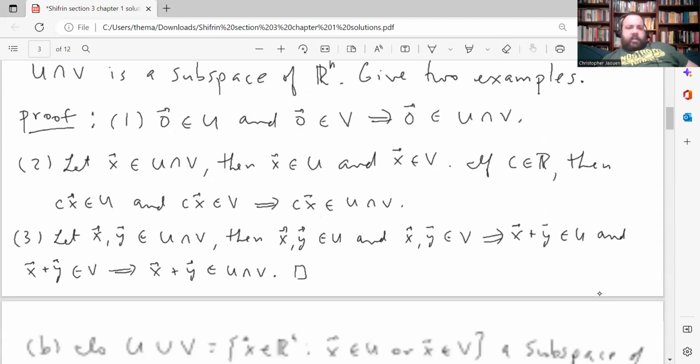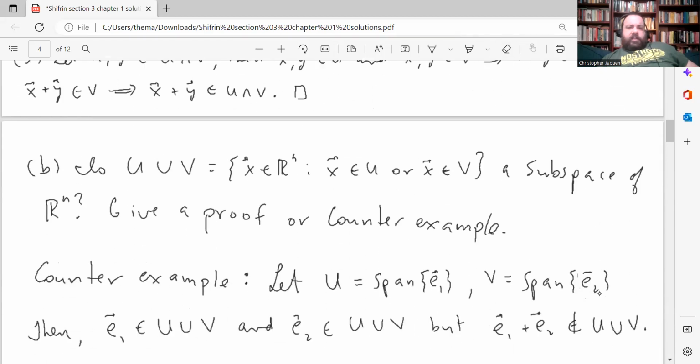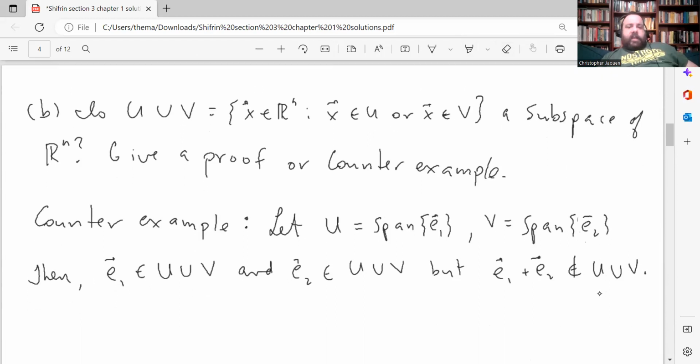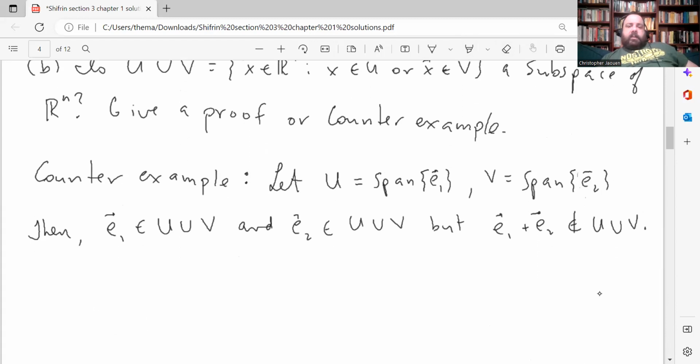Okay, we proved this. Part B says is U union V a subspace of Rn, and he wants us to give a proof or a counterexample. It turns out that it's not a subspace, and so I gave a counterexample. So if you look at these two subspaces, U, which is the span of e1, in other words, the x-axis, and V is the span of e2, which is the y-axis, then e1 is an element of the union and e2 is an element of the union, but e1 plus e2 is not an element of the union.